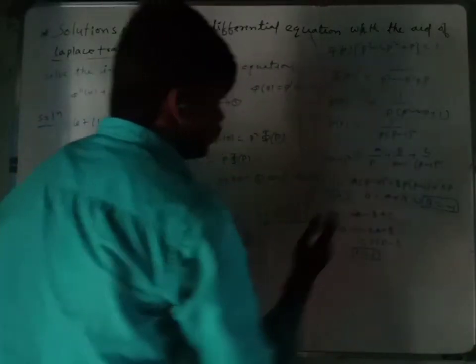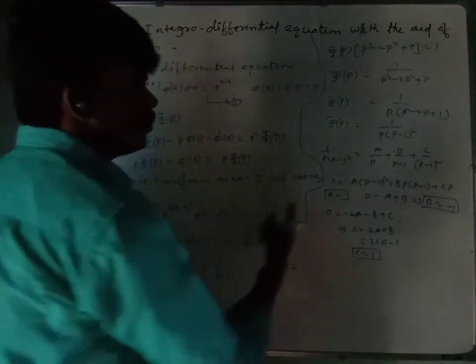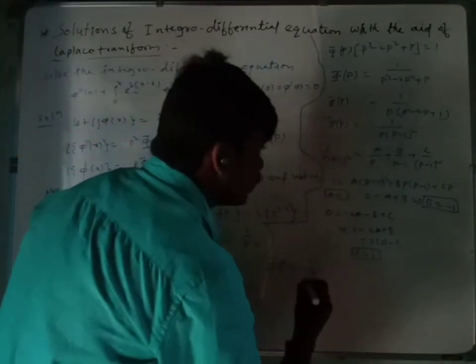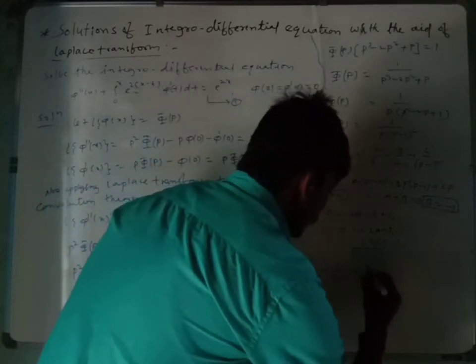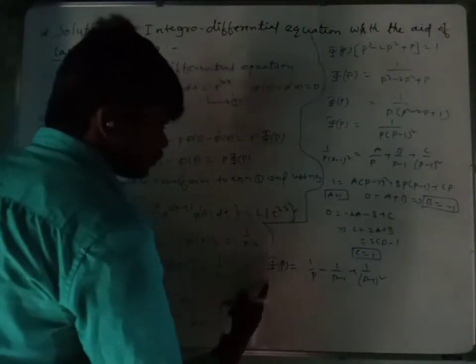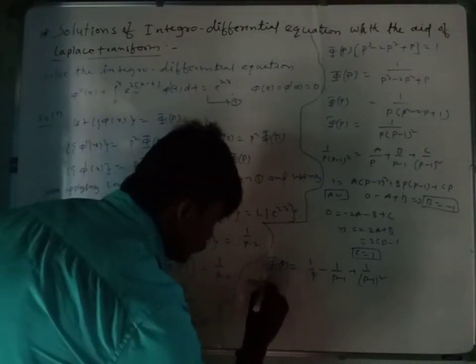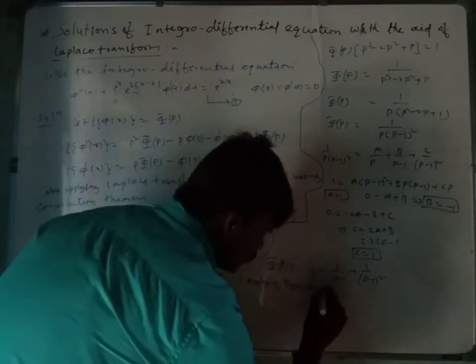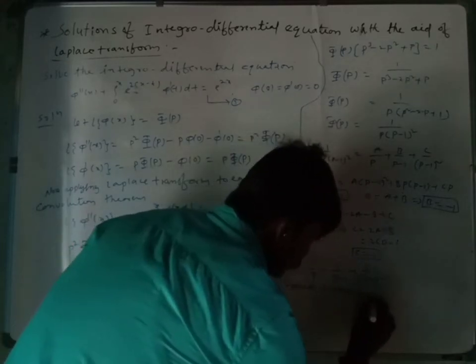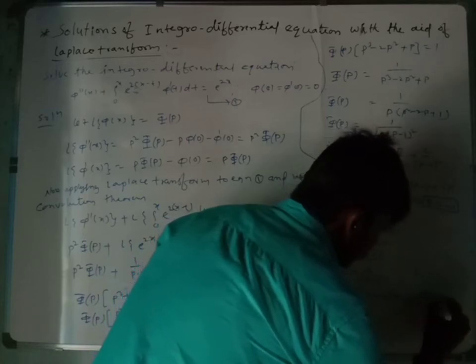Substitute these values here. We get capital phi of p equal to 1 upon p minus 1 upon p minus 1 plus 1 upon p minus 1 whole square. Applying the inverse Laplace transform on both sides.